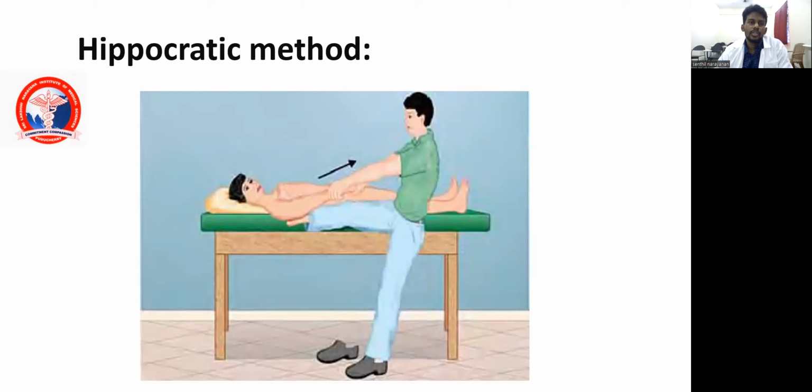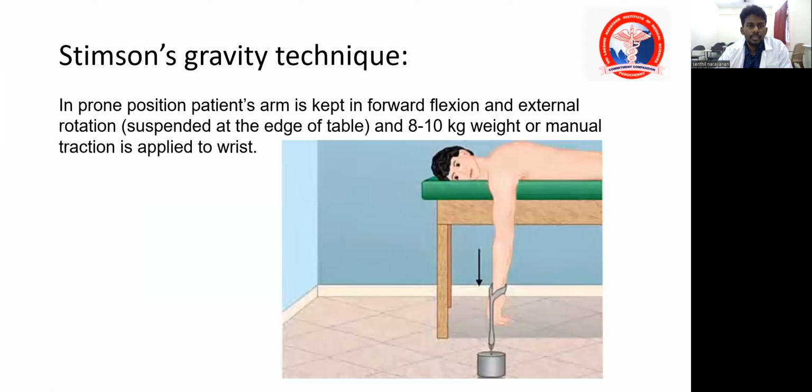So here is a demonstration of the Hippocratic method, where the surgeon places his foot in the axilla and gives traction. This is the traction and this is the counter traction. And then gradually he does internal rotation and external rotation until the shoulder slips back into position.